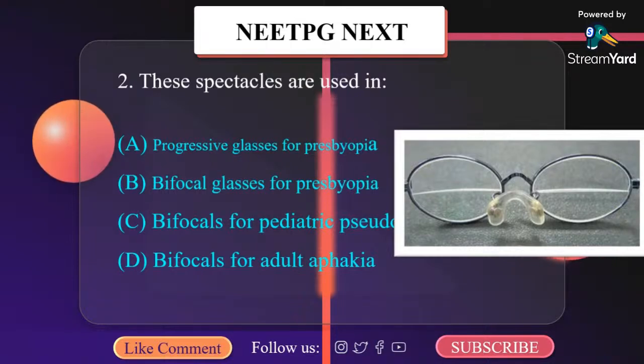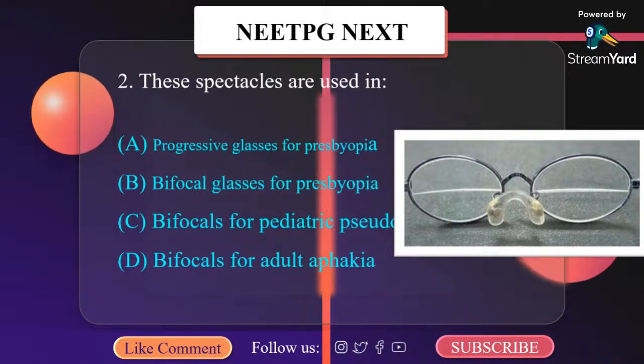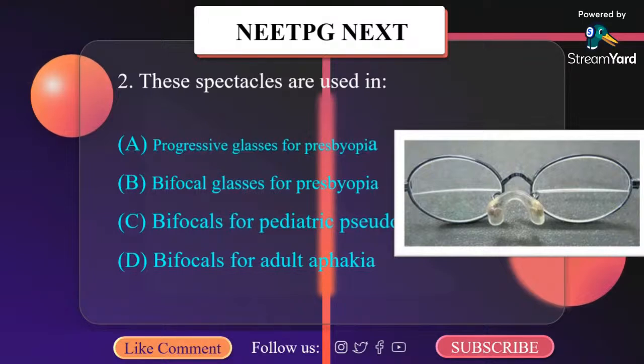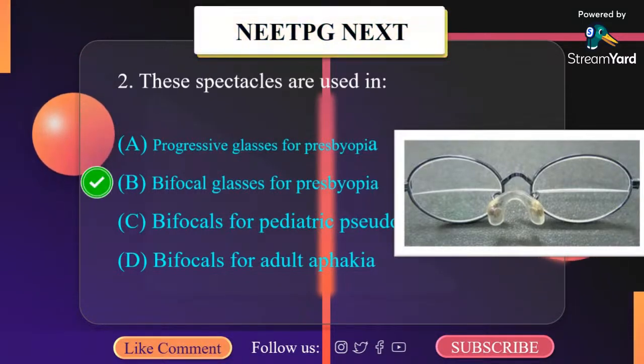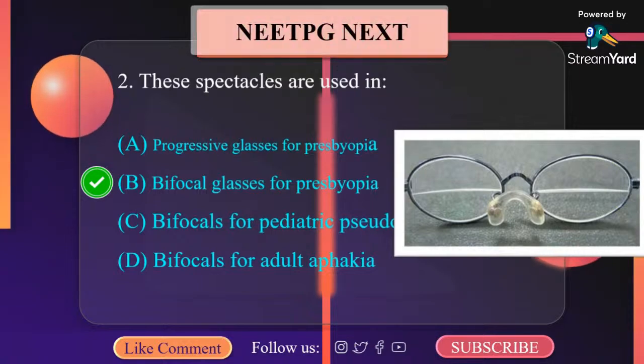Symptoms may be worse early in the morning or when individuals are fatigued. Dim lighting may also aggravate the problem. So the correct option here is B, bifocal glasses for presbyopia.